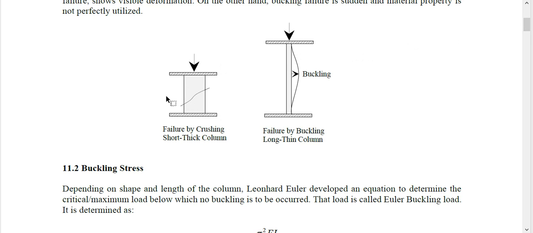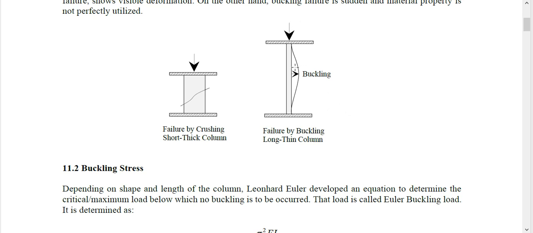One is material failure. You can see here, if my column is short and thick, and if I apply load, there will be some material failure, either by crushing or yielding somewhere inside the material. The other kind of column we call long column or slender column. A technical term is slender, S-L-E-N-D-E-R, or long column.